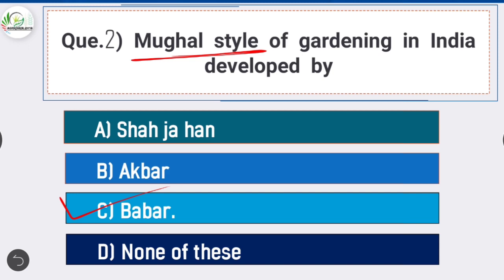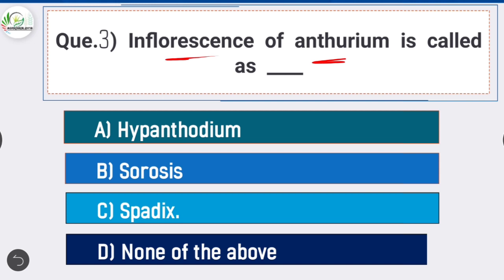Question number 3. Inflorescence of anthurium is called as? Answer is option C, spadix. Inflorescence of anthurium is called as spadix.